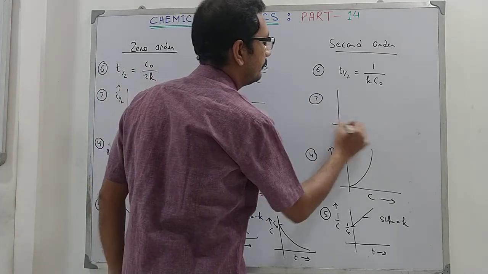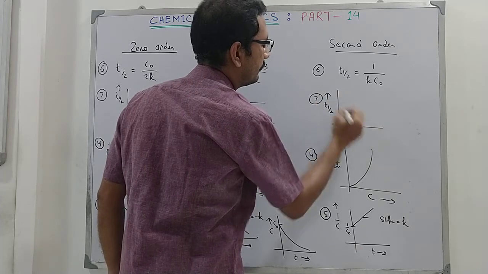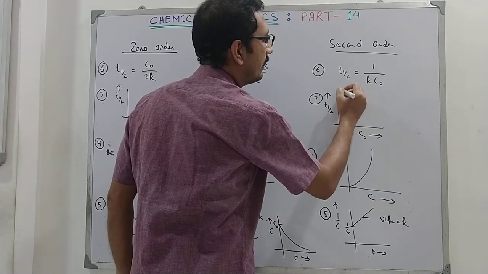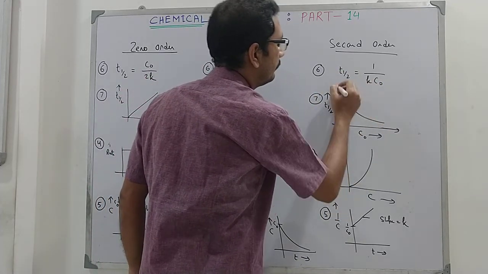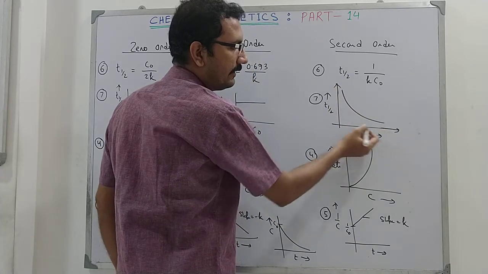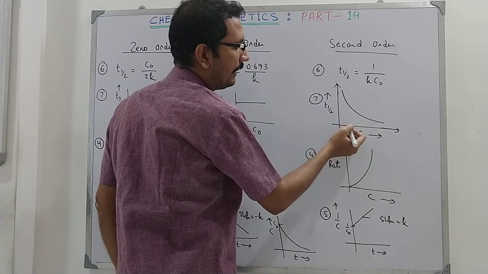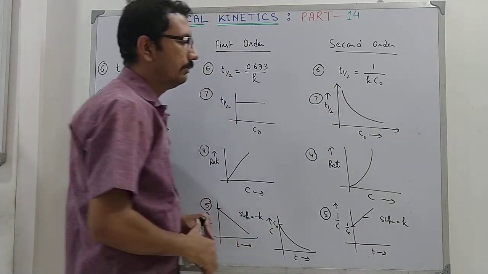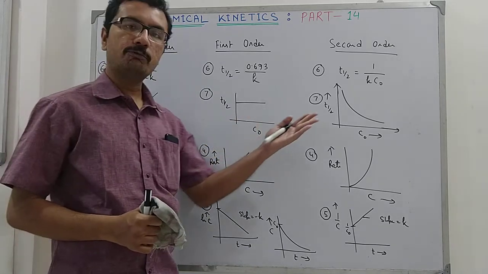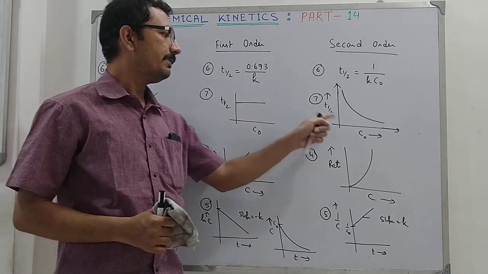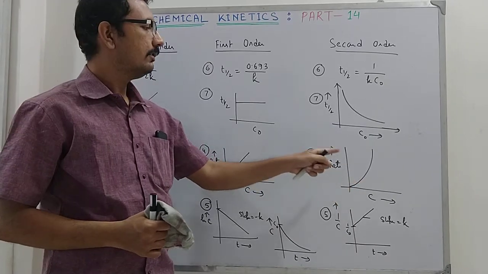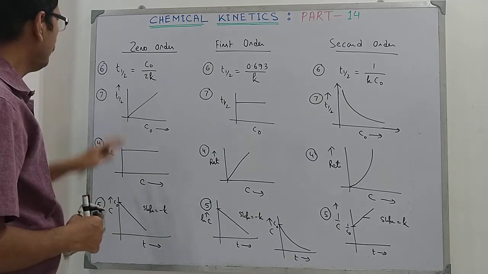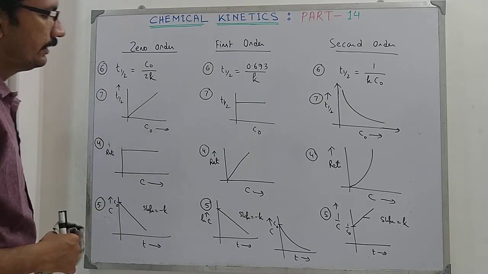Now here, this you see will give us a rectangular hyperbola. So as the reaction proceeds, the concentration falls, and T half increases, and when the concentration tends to 0, T half tends to infinite. So when the reaction comes to an end, it will take infinite time for 50% completion. So it will never complete. So first order and second order reactions do not complete, but a zero order reaction comes to completion.